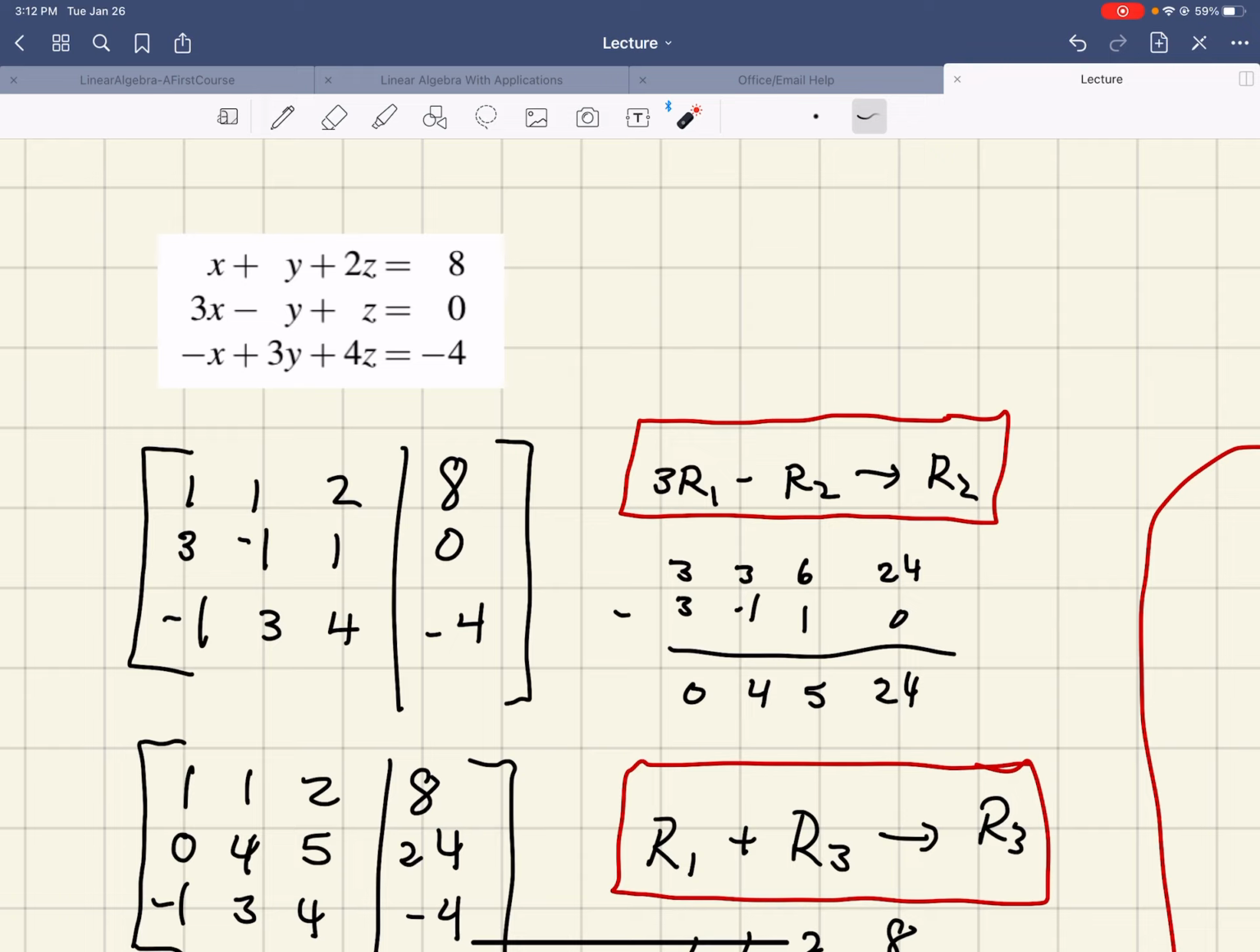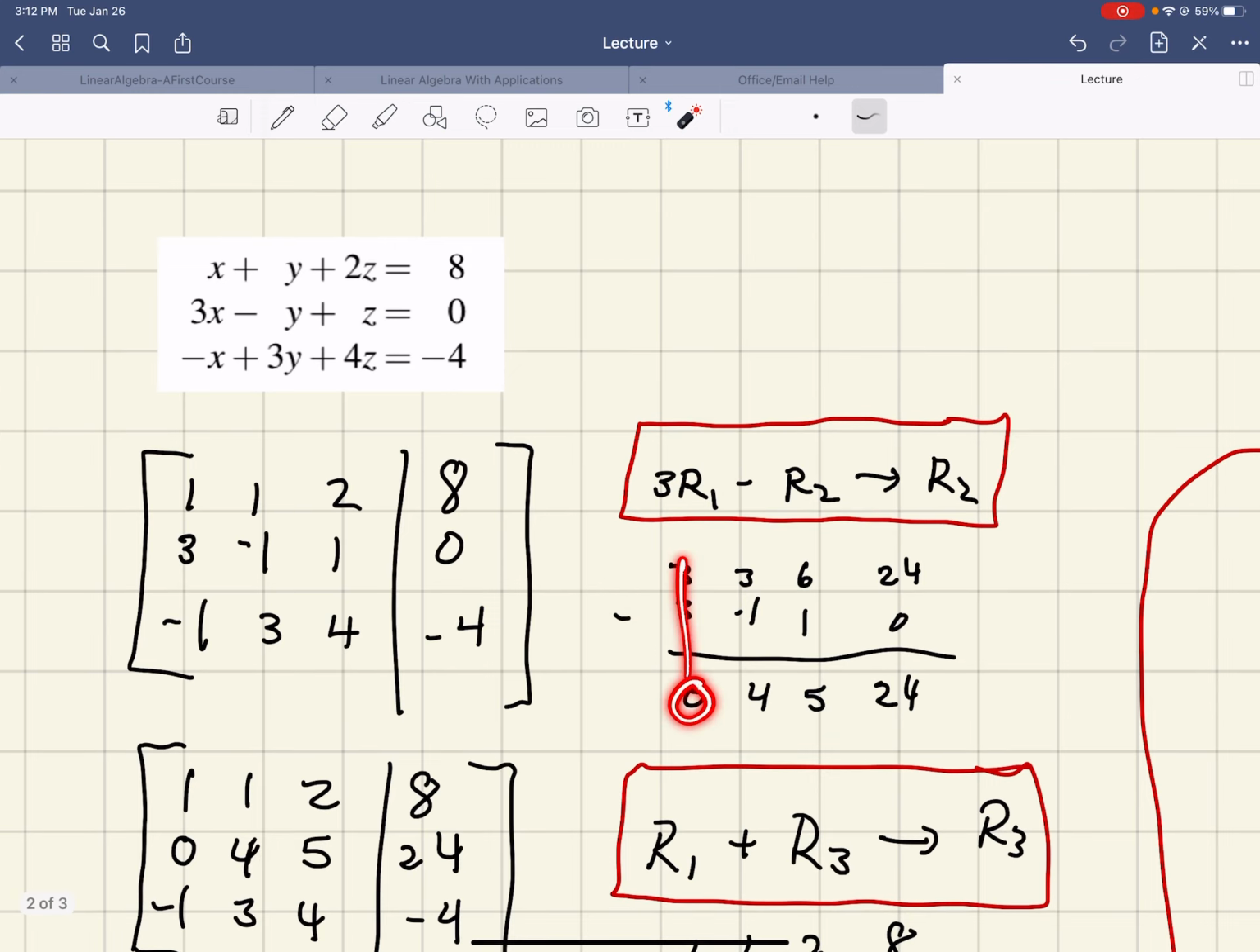So then what I've done down here is 1 times 3 is 3, and 1 times 3 is 3, and 2 times 3 is 6, and 8 times 3 is 24. And then subtract, I put that there to remind me: 3 minus 3 is 0. 3 minus negative 1, you add, it's 4. 6 minus 1 is 5. 24 minus 0 is 24. Now that's going to go into row 2.